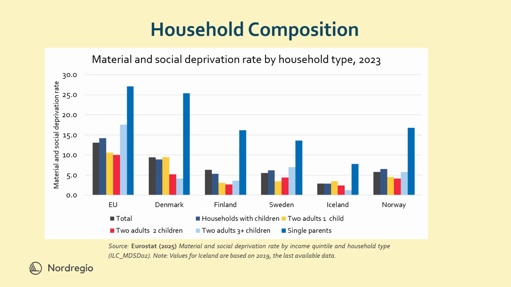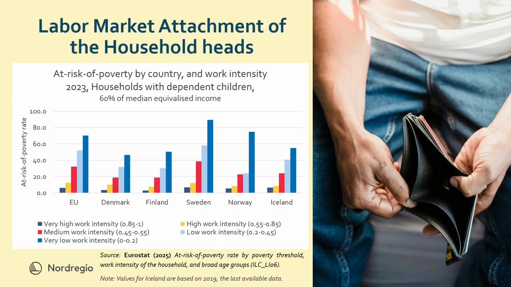Even when we use a different indicator, specifically looking at the material and social deprivation rate, we also see here that while the overall rates of risk of material deprivation are lower for all the Nordics, and there are differences in the ranking across the Nordics when using this indicator, still the group of children growing up with single parents stands out as a group which has higher material deprivation.